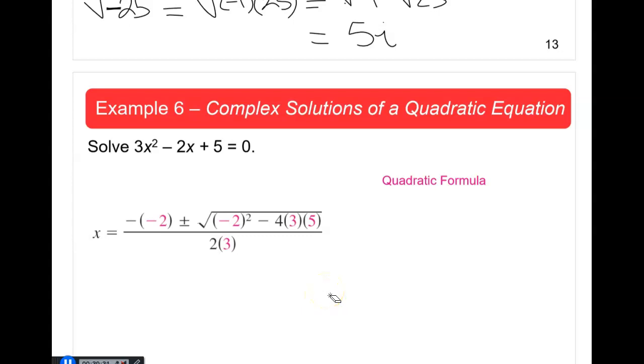Okay, here, how would we apply imaginary numbers to solving a quadratic equation? And so remember, to solve something is to find the solution, or solutions, I should say.